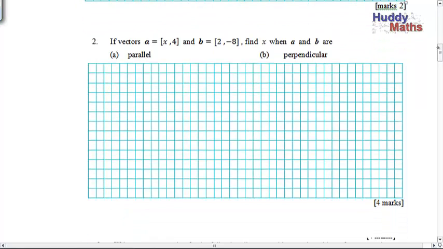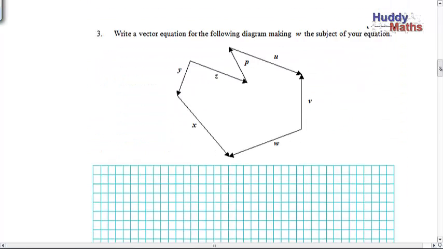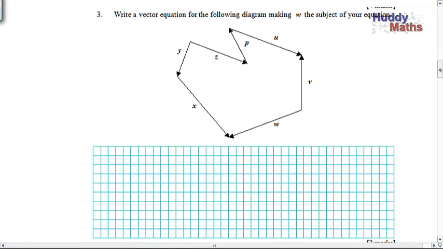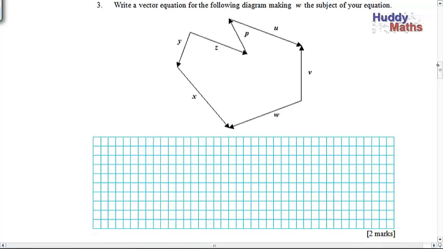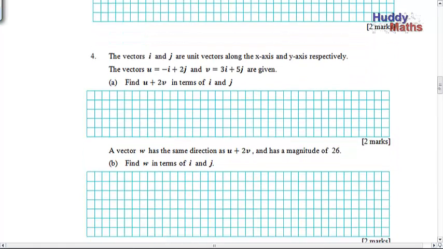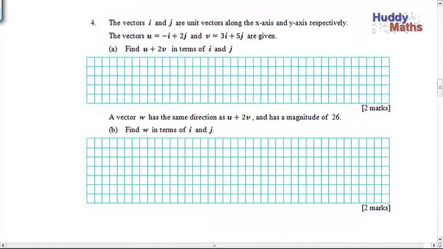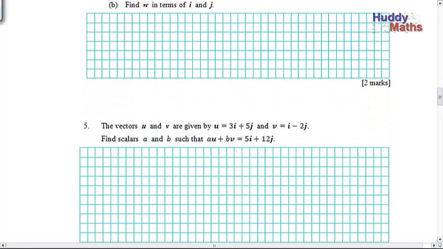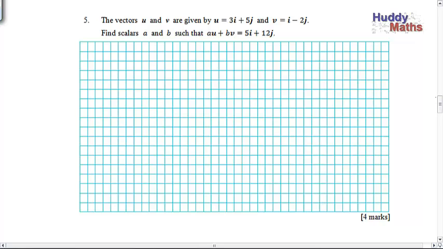Parts A and B there. Pause it, have a go. Question 3. Let's bring that up on screen there. 2 marks. Question 4. 2 parts, check it out. Question 5.